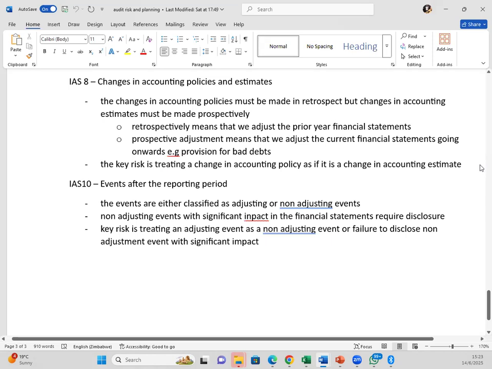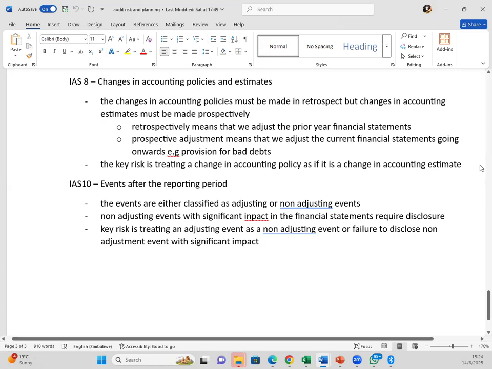But for non-adjusting events with significant impact, there's a danger that the disclosures for these may be missing. So we need to ensure that the non-adjusting events that need to be disclosed have been disclosed. That is for non-adjusting events with significant impact.